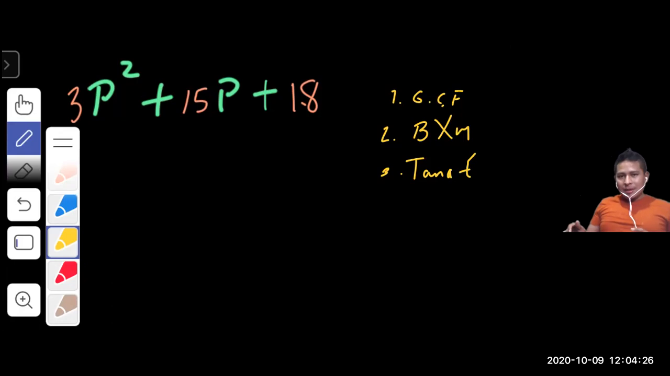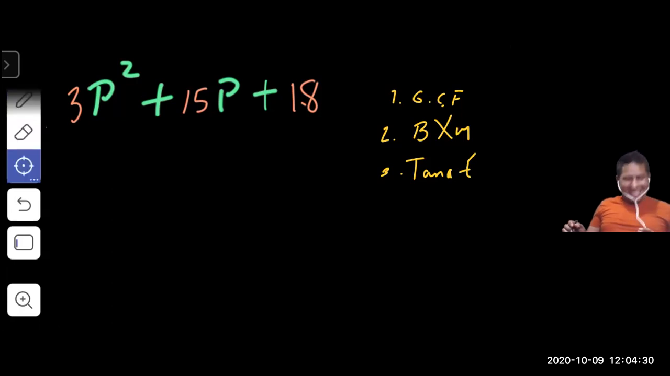Okay, P, parenthesis P plus 3, you got it, times, multiplied by parenthesis P plus 2, parenthesis. Excellent. Amazing. Okay, let's see.